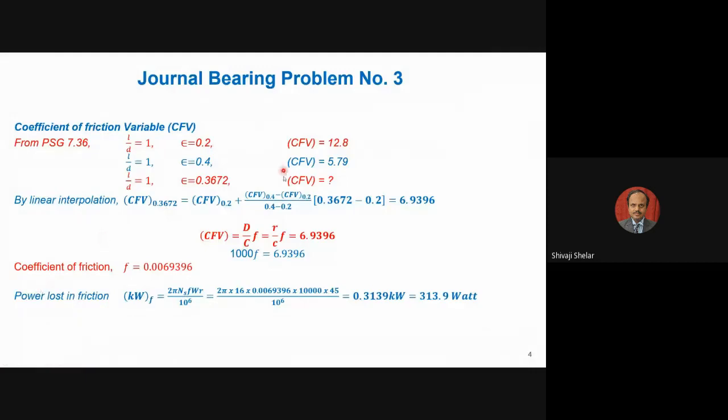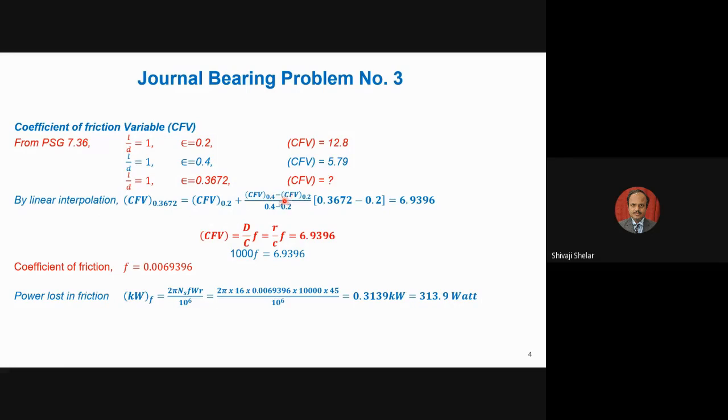Okay, so with linear interpolation, we require the value at the eccentricity ratio of 0.3672. What is the coefficient of friction variable? We require the value at this point. So we start with this value, that is equal to 12.8. The next value is 5.79, so 5.79 minus 12.8, divided by 0.4 minus 0.2. We require the value at 0.3672 with a reference value of 0.2, so minus 0.2.